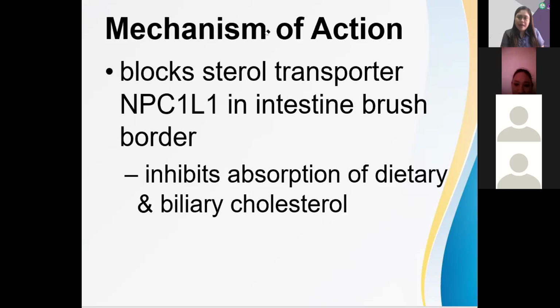So if mugamit ta og ezetimibe class, we are actually inhibiting the absorption of cholesterol from the intestine to the blood. Para dili mo taas ang blood cholesterol level nato. So aside from dietary cholesterol, it can actually inhibit also biliary cholesterol. Cholesterol na produce pod sa atuang bile or sa atuang liver.